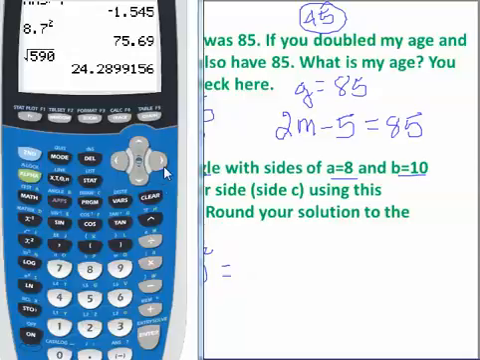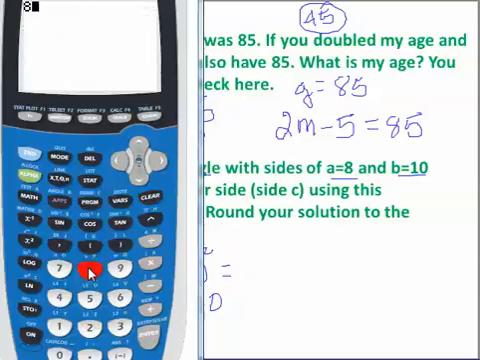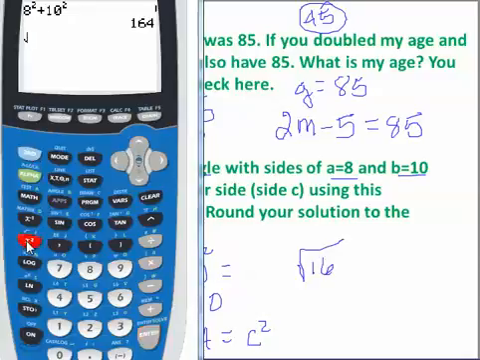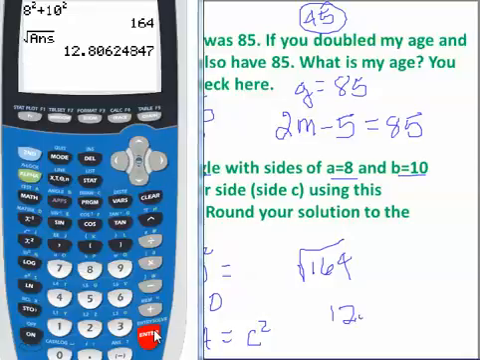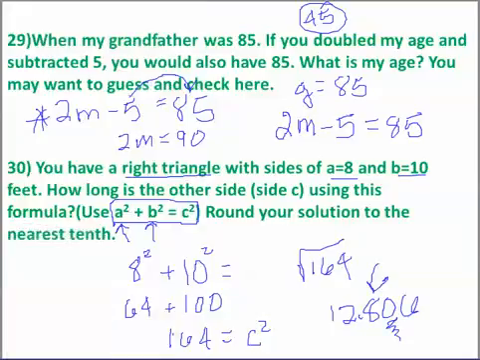Okay, 8 squared is 64, 10 squared is 100. That means I need 164, and that is equal to c squared. So if I know c squared, how do I get c? I take the square root of 164, and again, I need my handy-dandy trusty calculator. Second x squared of 164, and I get 12.8. It says round my solution to the nearest tenth, and I think I get 12.806. If I'm rounding to the nearest tenth, I only have to look one digit past it. And it's a 0, so 12.8 is rounded nicely for me, I think.